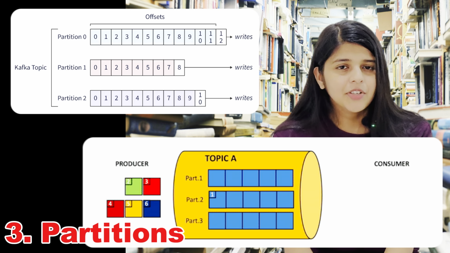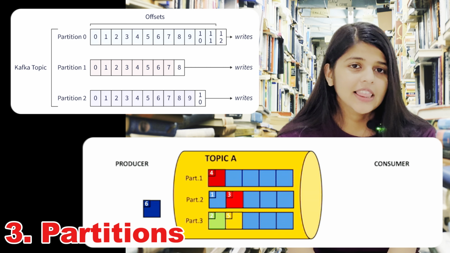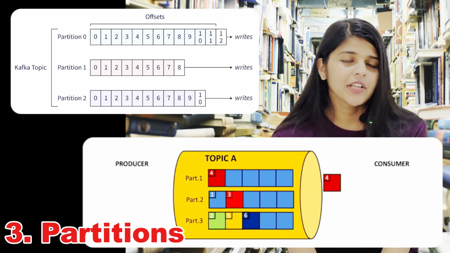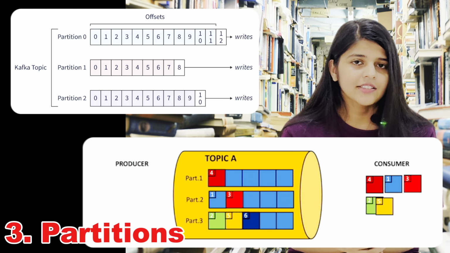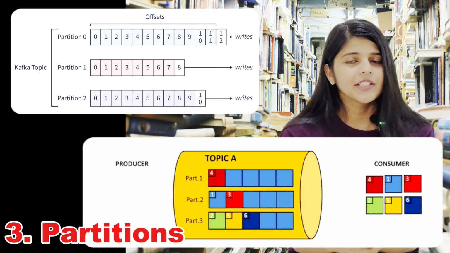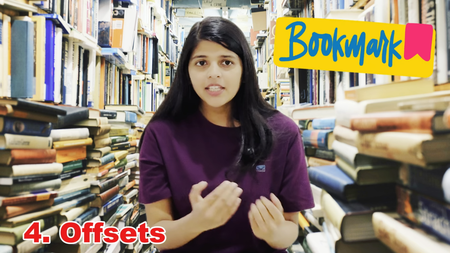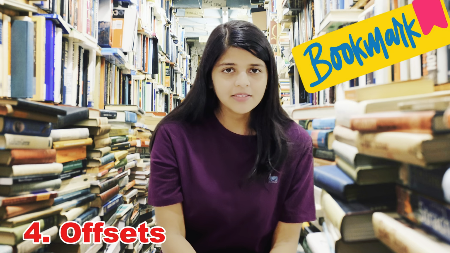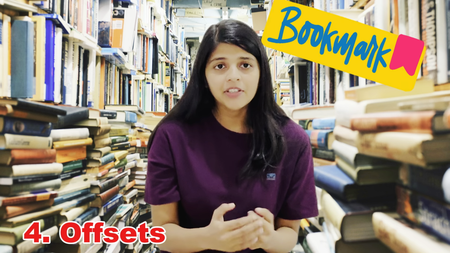Now, within each topic, we have partitions. These are like chapters within a book. They help Kafka to handle a large amount of data efficiently. Each partition is stored on a different broker in the cluster. In this way, the workload is balanced across the servers. Lastly, we have offsets. Think of offsets as bookmarks in our book. They keep track of where we left off reading. Each message in a partition is assigned a unique offset, allowing us to easily find and read messages.